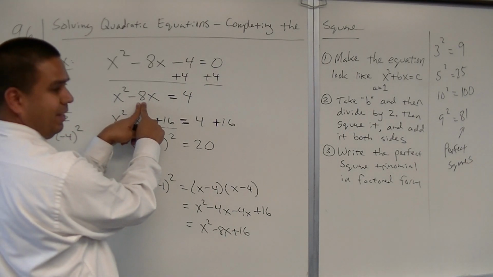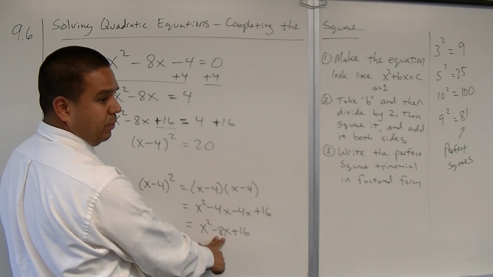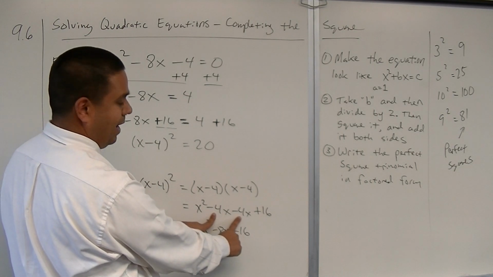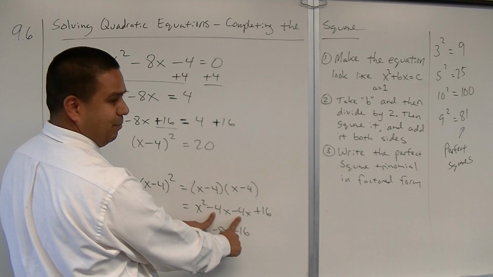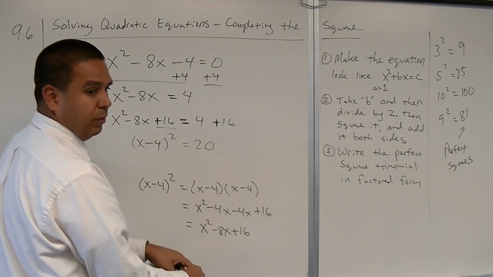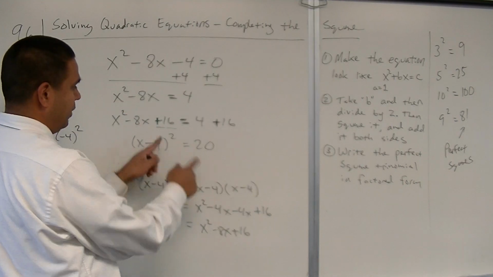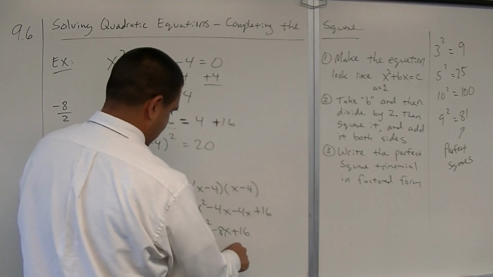What was B? Negative 8. Take that and divide it by 2. Negative 4. Whoa, look at that. Boom, there's your two factors right there. So we're going backwards. That's how we get that 16. So you take that, divide by 2, and then square it.